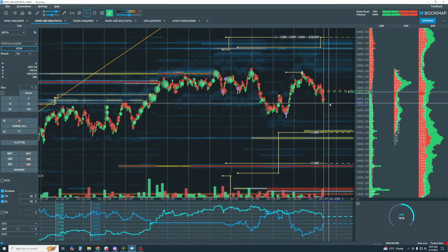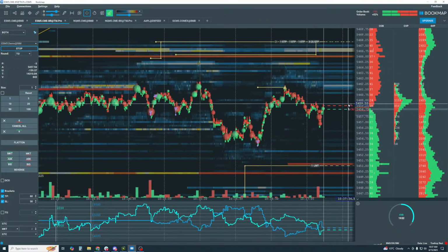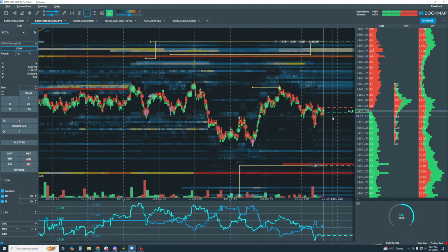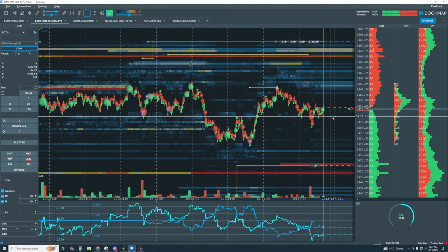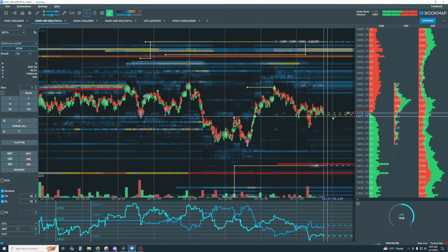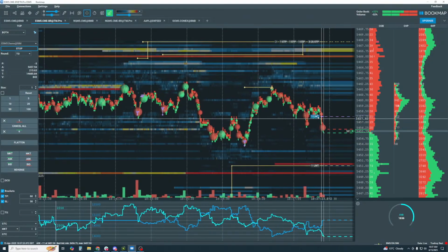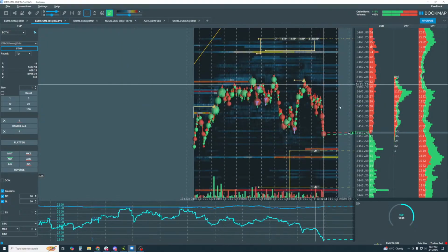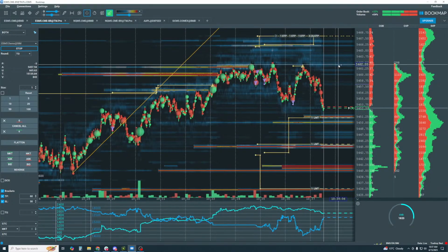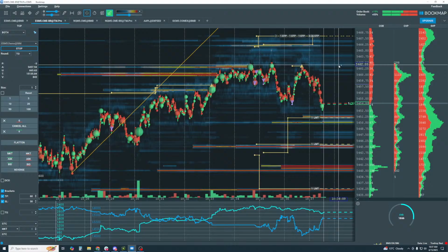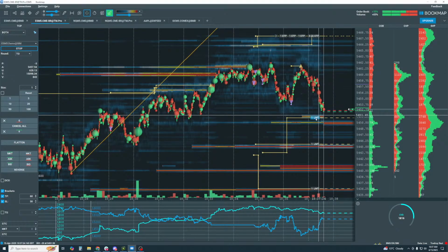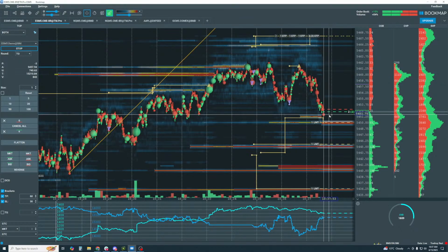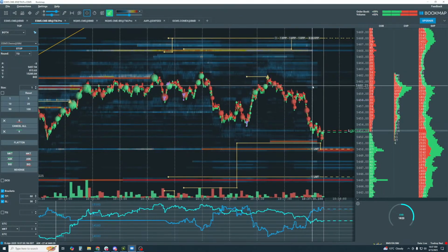Okay, sellers coming right back in. Low volume pullback. And sellers. Yeah, too slow. Okay. I'm going to move this. We'll take our profit at the figure here. Move it down just a little bit.